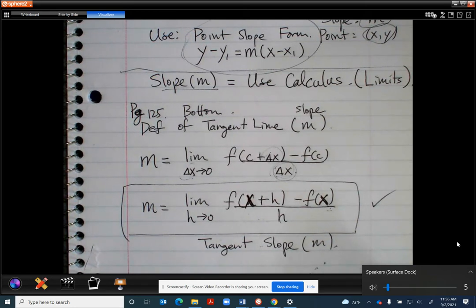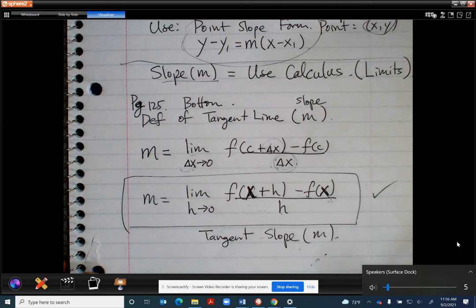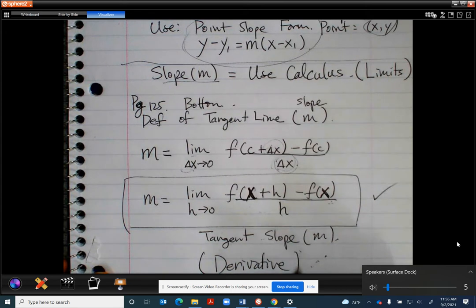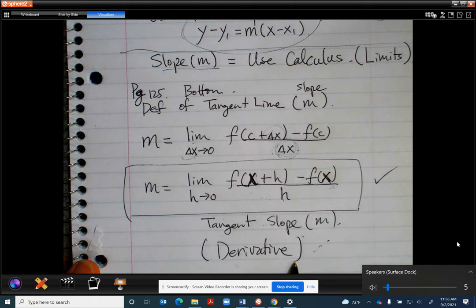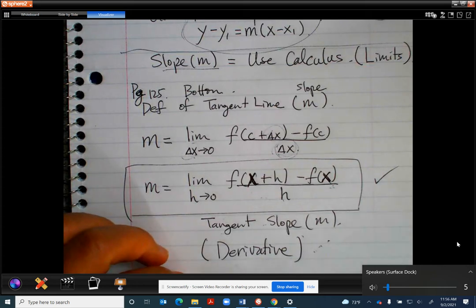And you'll realize that tangent slope, which we understand, in calculus, there's a fancy name for tangent slope. What is a fancy name for tangent slope? It is derivative. Derivative is just a fancy name in calculus to represent tangent slope. So if you see the word derivative, you think of tangent slope. Does that make sense? Alright, I'll give you a few seconds to finish writing that.